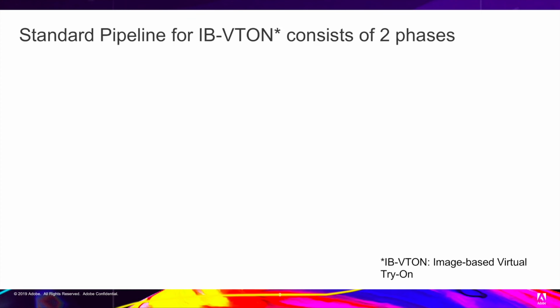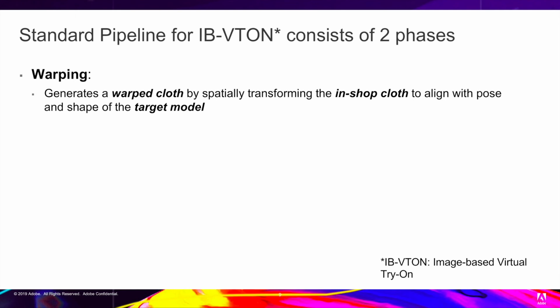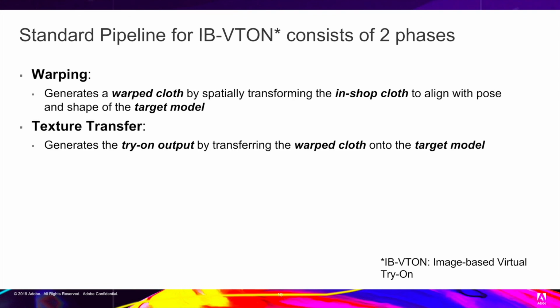So a standard pipeline for image-based try-on consists of 2 phases. The first phase involves transforming the in-shop cloth to align with the pose of the target model to generate a warped cloth. In the second phase, the warped cloth is transferred on top of the target model to generate the final try-on output.